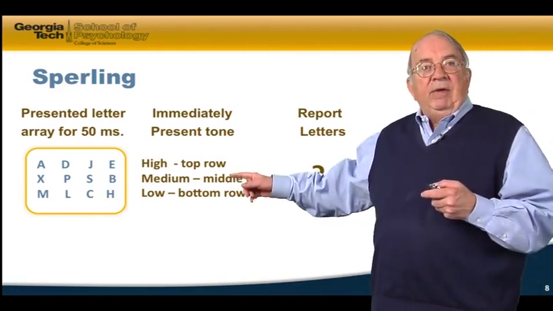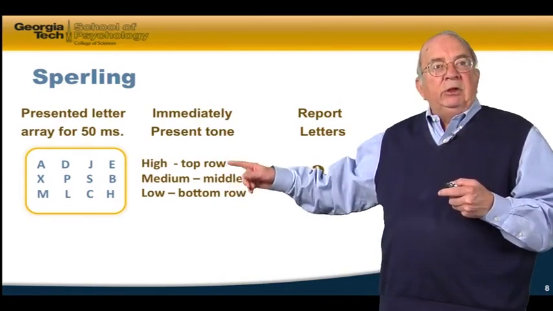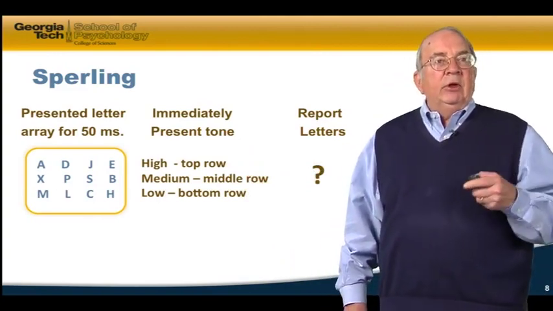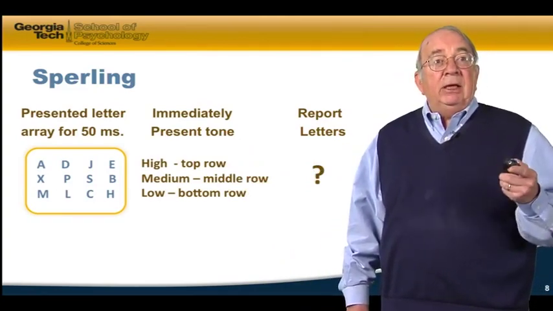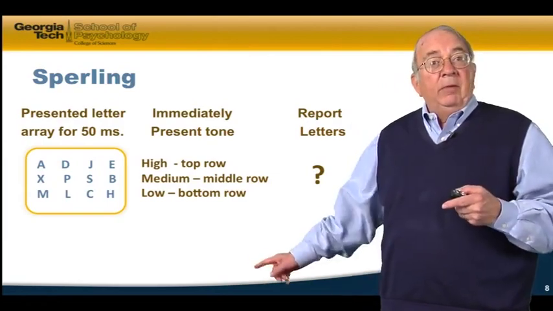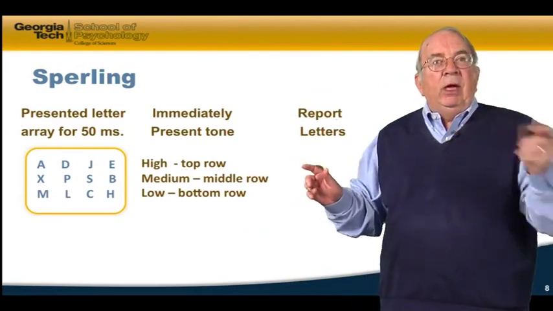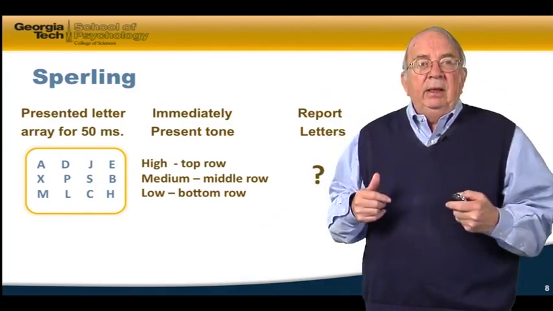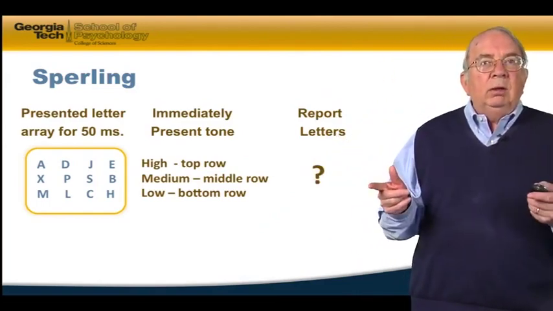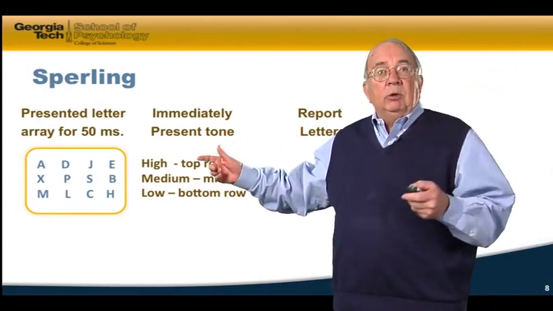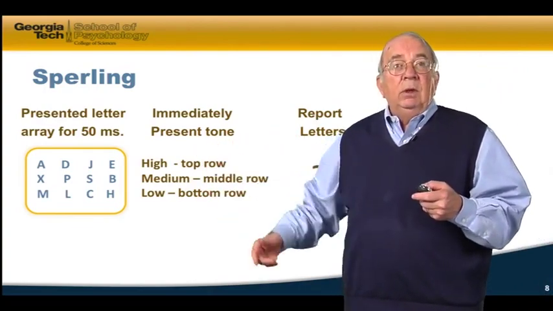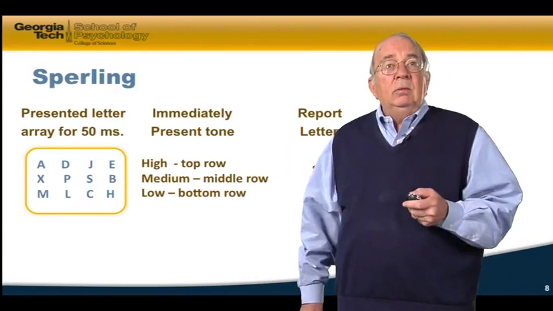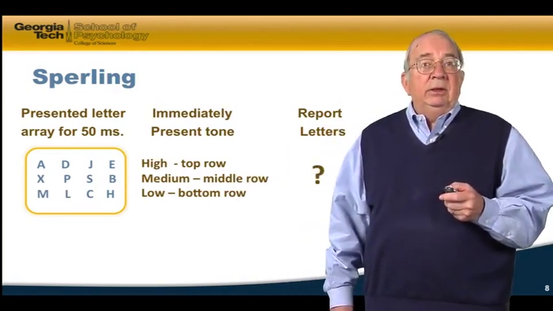But if you also associated a tone with each of those rows of the array, a high-pitched tone for the first row, a medium-pitched tone for the second row, and a low-pitched tone for the bottom row, and that was presented immediately after the array was removed. It's removed, but remember, we still have visual persistence of that. And the tone then tells you which row to recall, and since it's random which row I was going to recall, I simply multiply the number retrieved by 3, because any row could have come up, and you get a recall of about 10 letters.